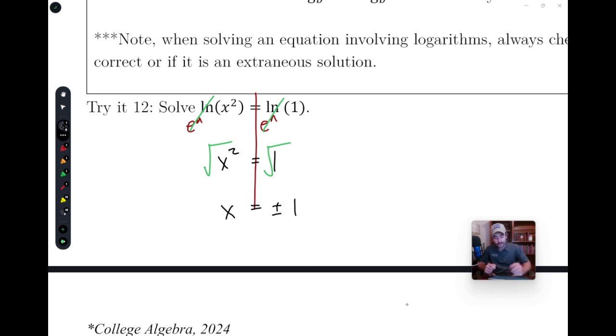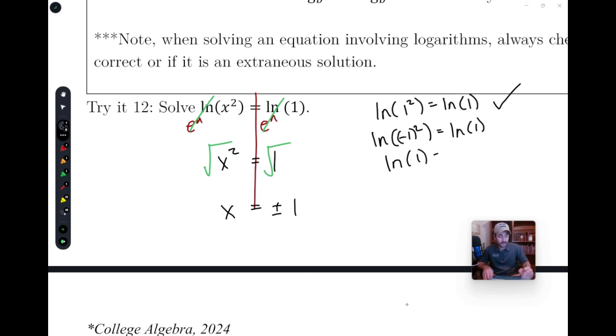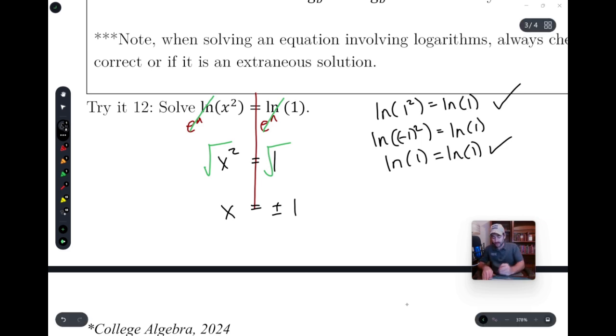So if we plug 1 back in, we get the natural log of 1 squared equals the natural log of 1. That works out. And if we plug negative 1 back in, we get negative 1 squared, which is just 1, equals the natural log of 1. Let's do one more step just to make sure it worked. The natural log of what's negative 1 squared? It's just 1, and the ln of 1 does indeed equal the ln of 1. So they both worked, so they're both solutions. So our 2 solutions are x equals negative 1 and x equals 1. And we'll write them both because they both worked.